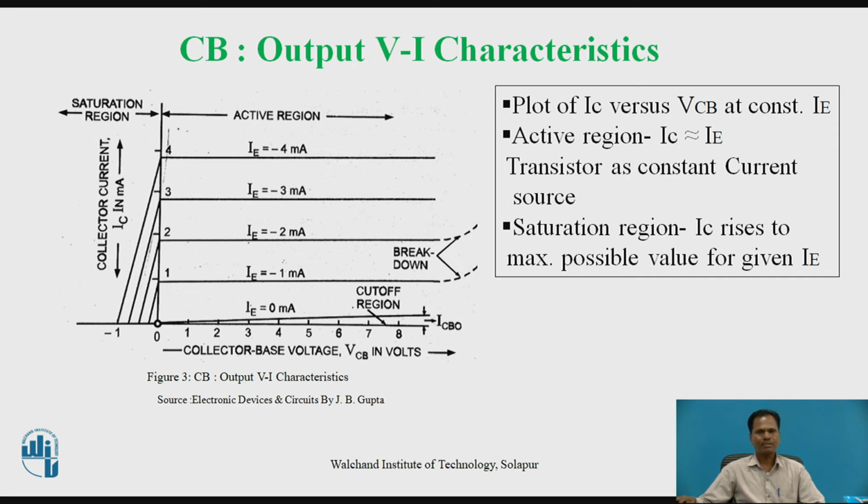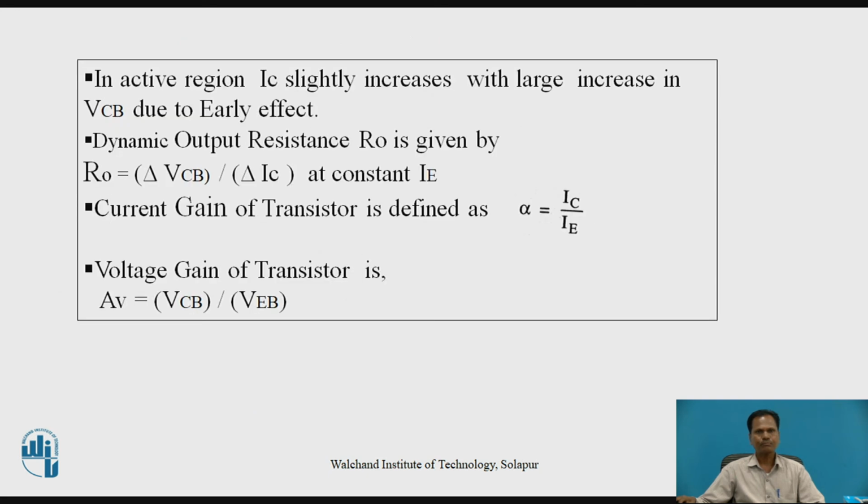In the cutoff region, the region below the IE equal to 0 ampere curve, both the junctions of the transistor remain reverse biased. The transistor does not conduct; it remains in an off state. In the active region, IC slightly increases with a large increase in VCB, and that is due to the early effect. As collector to base voltage is increased, there is a slight increase in collector current.